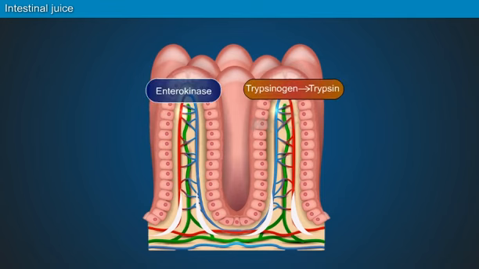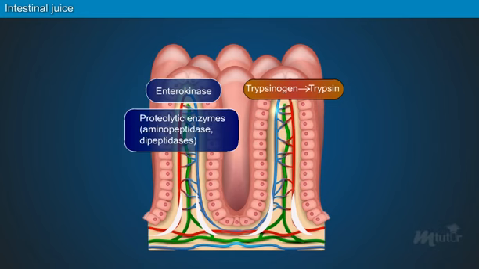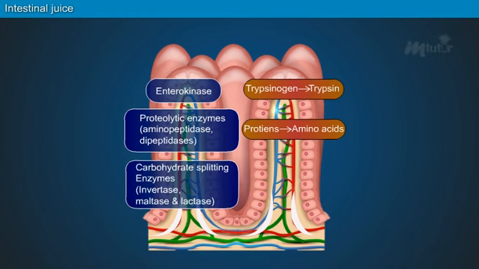These are enterokinase, that is, enteropeptidase. It activates trypsinogen. Proteolytic enzymes or erepsin, for example, aminopeptidase and dipeptidases, convert protein into amino acids. Enzymes for splitting carbohydrates, for example, invertase, maltase, and lactase.